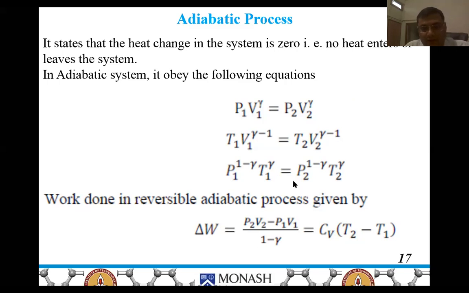It can also be represented as P1 raised to the power 1 minus gamma, T1 raised to the power gamma, is equal to P2 raised to the power 1 minus gamma, T2 raised to the power gamma. And the work done in a reversible adiabatic process, delta W, will be equal to P2 V2 minus P1 V1 upon 1 minus gamma. This we can calculate using the integration of P dV, which is equal to CV times T2 minus T1.